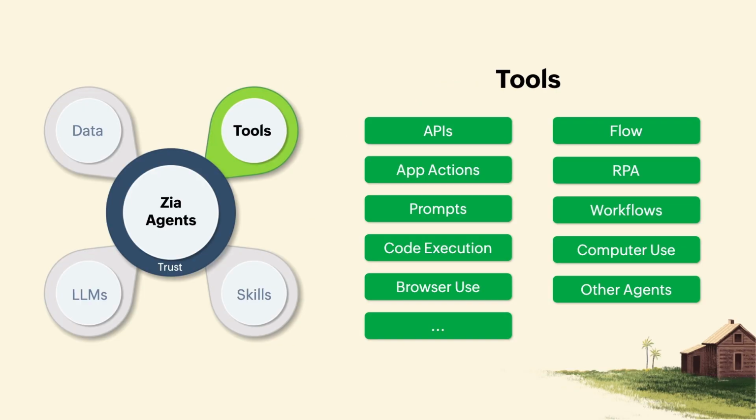So what I mean by tool, anything that ZIA can do for you. It could be an API call, it could be a webhook, it could be any actions, it could be prompts, anything of that sort. So the tool is very vital because it does the job for you. That is where the real meat of the agent looks and resides.